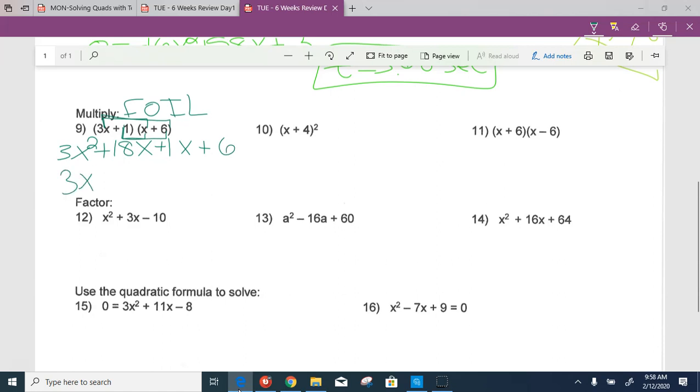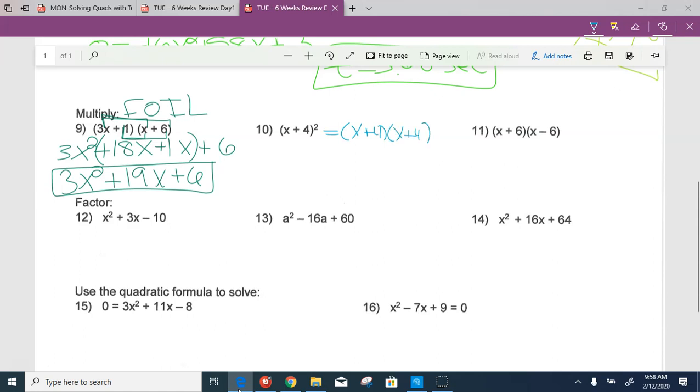3x squared cannot be combined with anything else. However, these positive 18 x's and plus 1x will give me 19 total x's with a plus 6 that can't be combined with anything else. And there's my quadratic equation. Number 10, x plus 4 to the second power. That means I have x plus 4 times x plus 4.